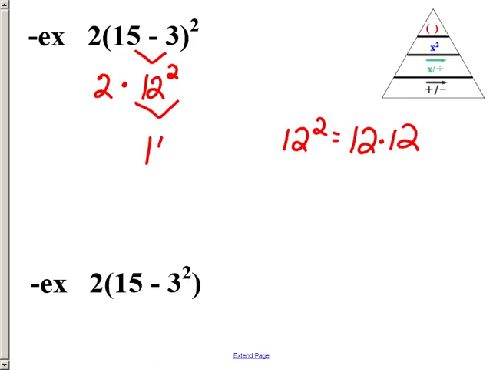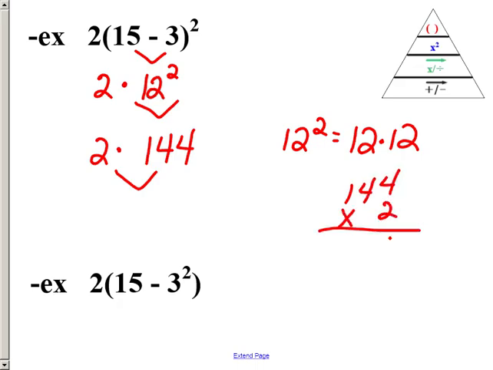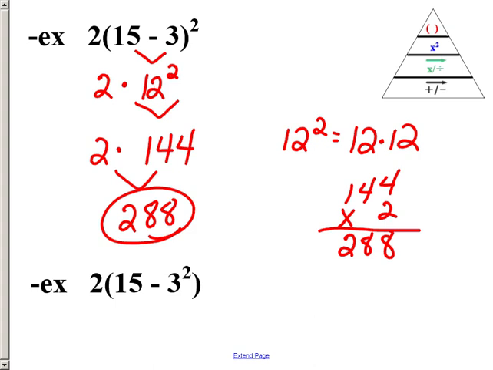12 times 12 is 144. And I'm left with 2 times 144. And 2 times 144, I might need to come over here and work out, and that's okay. 2 times 4 is 8, 2 times 4 is 8, and 2 times 1 is 2. So 2 times 144 is 288. So that's the value of that expression.